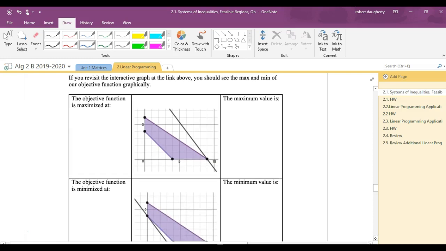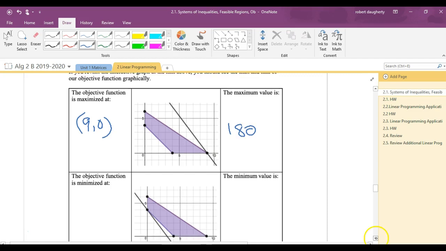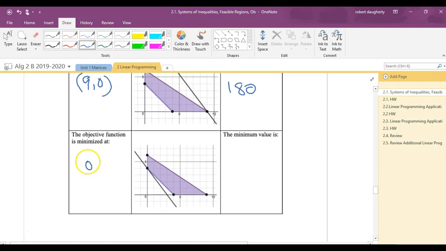So what we just did a moment ago, you saw this. We could see graphically when that line moved, you could see visually that this was the maximum point. So the maximum point was at what? What was this point? 9, 0? The objective function was maximized at 9, 0. What was the maximum value? It was 180. And this thing was minimized at what? Which one? 0, 4. And the minimum value was it 60? Let me go through there.